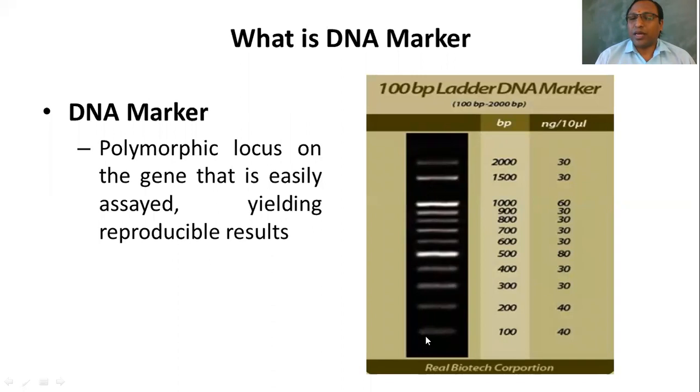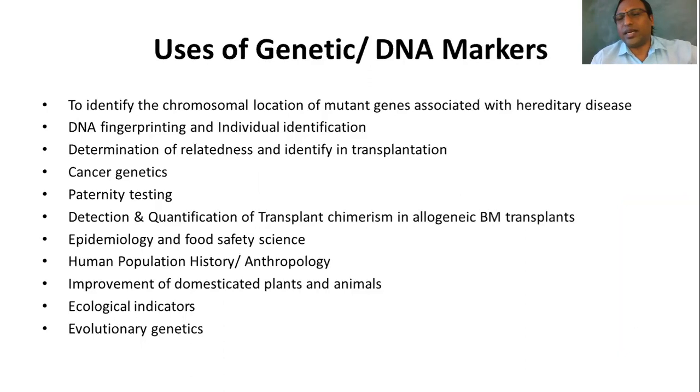In this, we have 100, 200, 300, 400, 500, 600, and so on till 2000 base pairs. This gives us an idea, and when we run our sample, we can identify at which position a particular locus or gene is present, and we can easily identify whether this particular disease is present at this locus, that is, whether the patient has the same symptoms or not. Then genetic or DNA markers are used to identify the chromosomal location of mutant genes associated with hereditary disease.